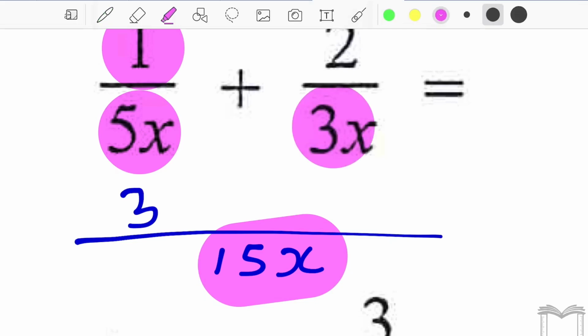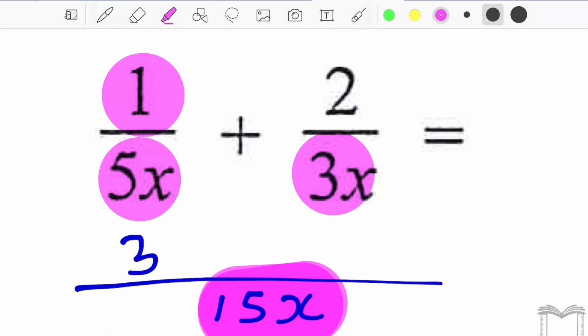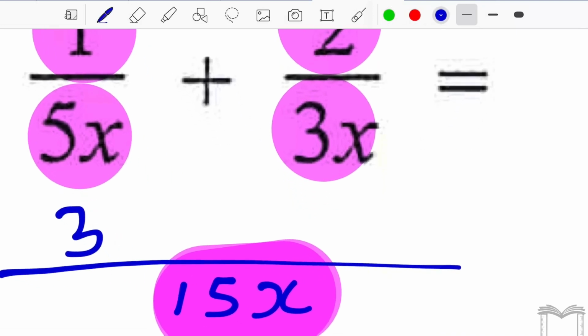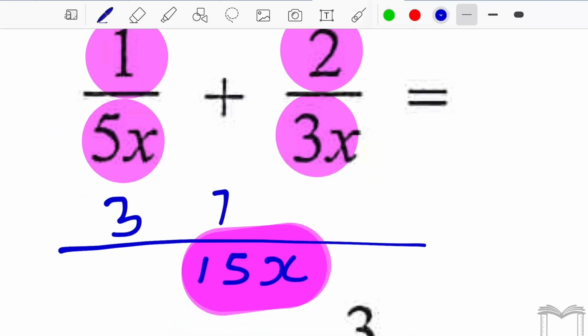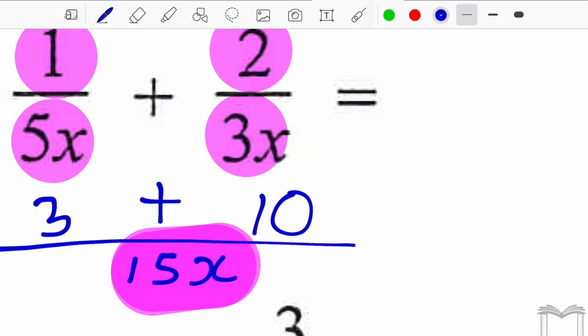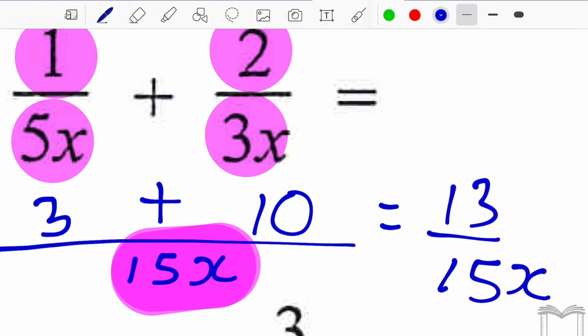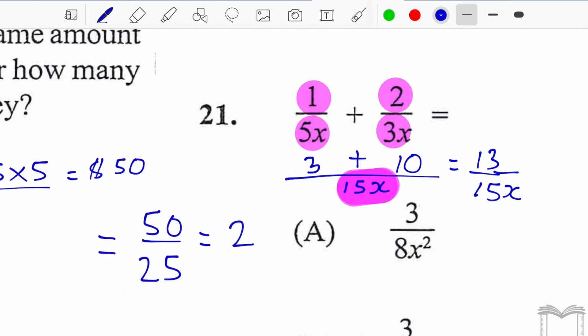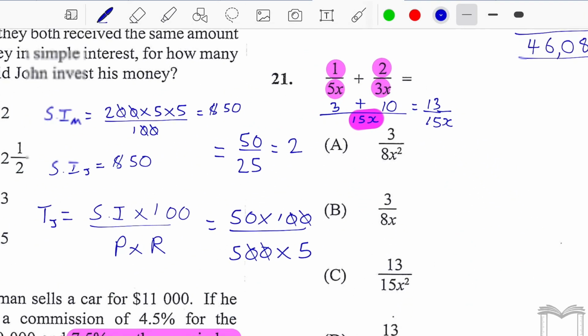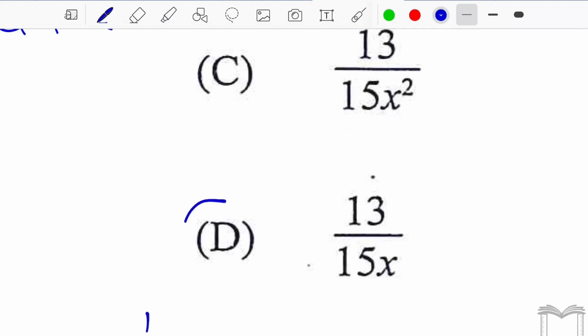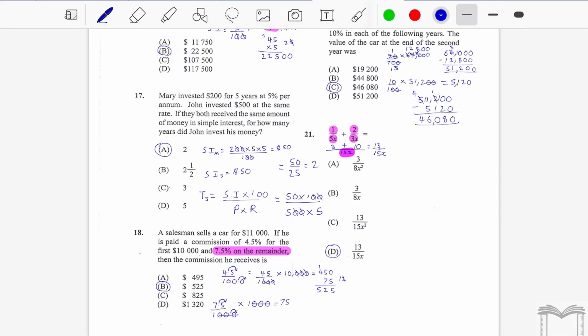Now 3x into 15x is 5. 5 times 2 is 10, so we add 10. So that will give us 3 plus 10 is 13, so that's 13 over 15x. So your answer is D.